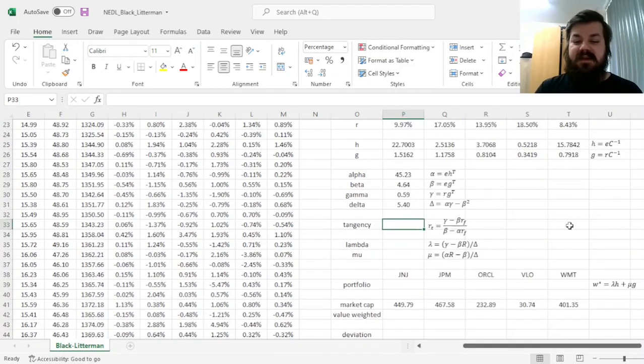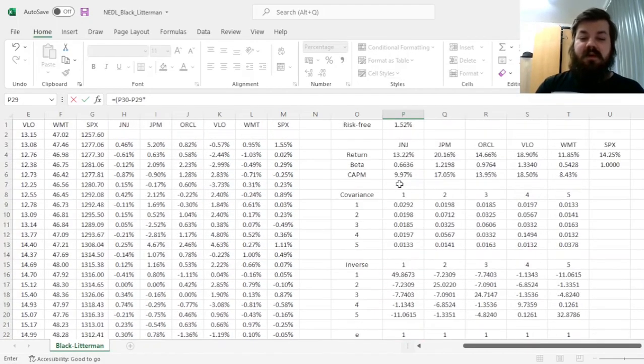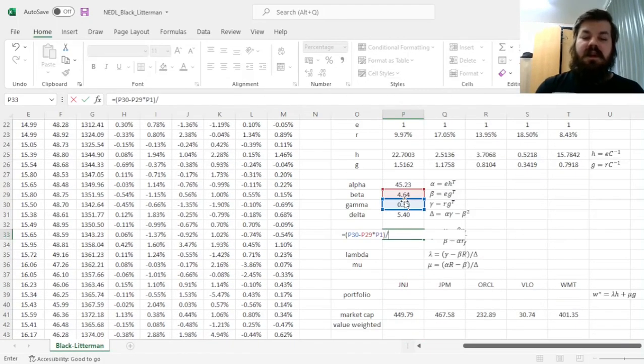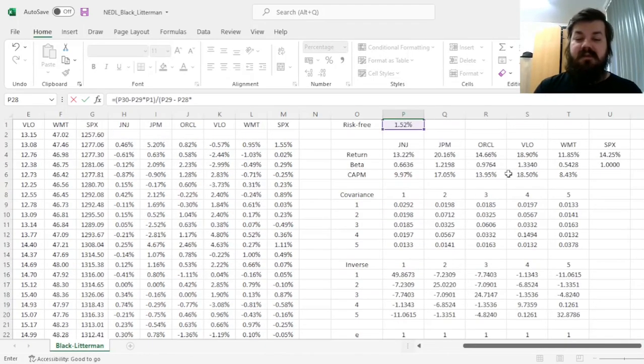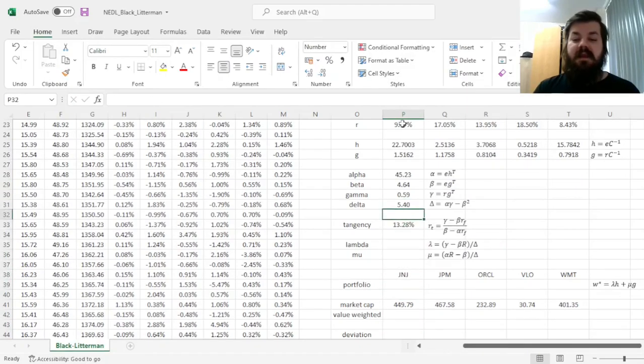So to figure out the tangency portfolio, we can input this formula, taking gamma minus beta times the risk rate that we've inputted at the top, divided by beta minus alpha times the risk rate as well. And we see that the return of the tangency portfolio in this investable universe is 13.28%.